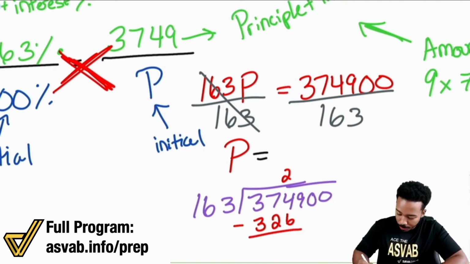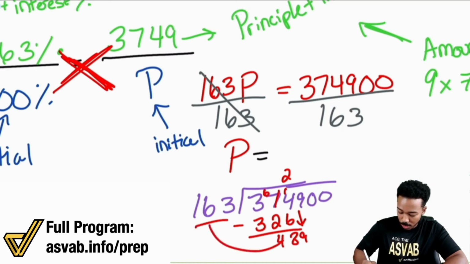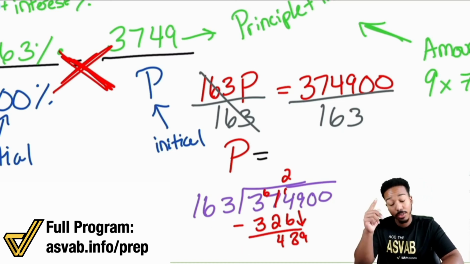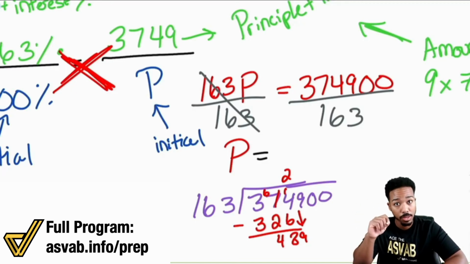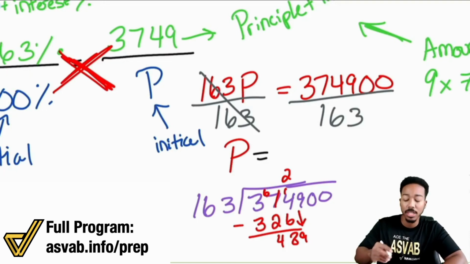We subtract here. We have a 4 minus 6, so we'll have to borrow here. So we can go ahead and borrow if we want to get a 6 there. And so we have 14 minus 6 is 8. 6 minus 2 is 4. Then we can go ahead and bring that 9 down. How many times does 163 go into 489? Well, I know that 160 times 3 is 480. 3 times 3 is 9. So 163 times 3 is 489.